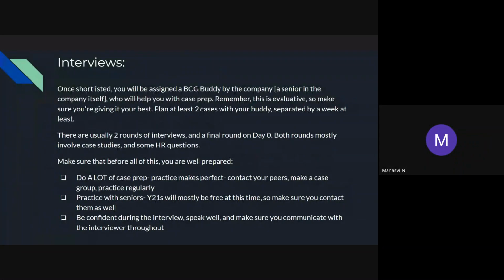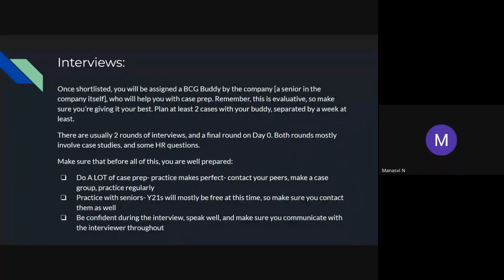When it comes to interviews, again, similar to McKinsey, you have a buddy that's assigned to you, which is like a senior. I had a vice team assigned to me, so he was somebody who I was contacting. So make sure you make a great impression. This is evaluative. They tell you that it's not, but it is evaluative. So make sure that you're giving it your best. Before you go in with your buddy cases, make sure that you have prepared well. Make sure you've already done a lot of cases beforehand. Make sure you're doing at least 2 cases with your buddy. Make sure it's separated by a week so that you have a chance to improve in case you have messed up the first go.